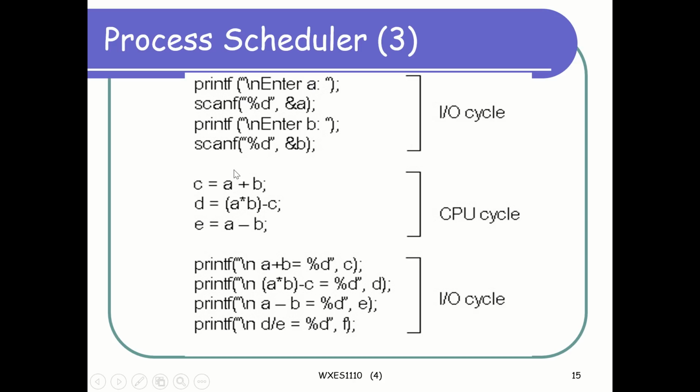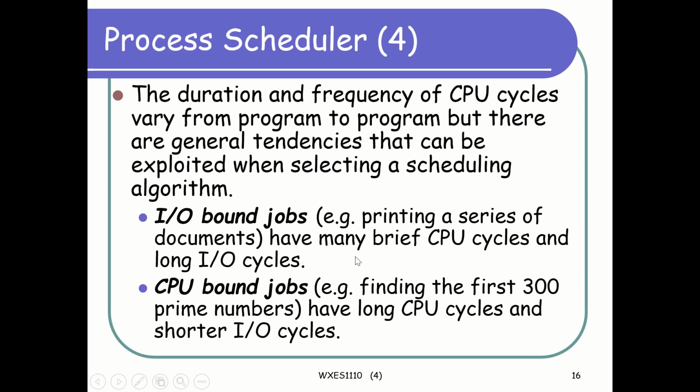Then you have a CPU cycle doing all the logic arithmetic here, and then you have an input output cycle, and then it will execute all this from the CPU cycle. The program has one relatively long CPU cycle and two brief input output cycles. So the duration and frequency of CPU cycles vary from program to program, but they are general tendencies that can be exploited when selecting a scheduling algorithm.